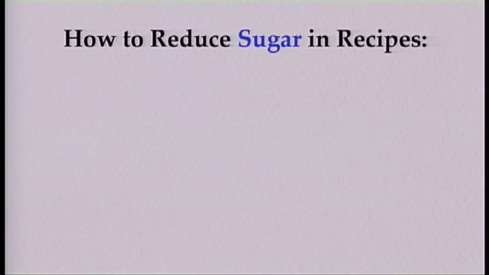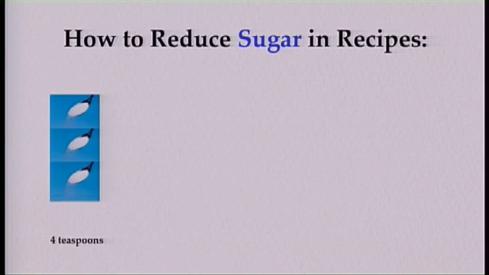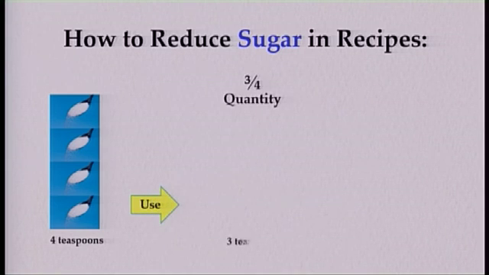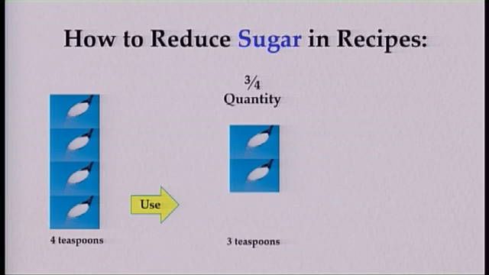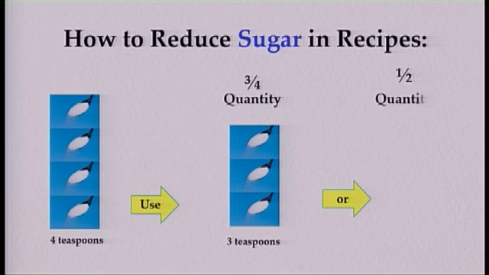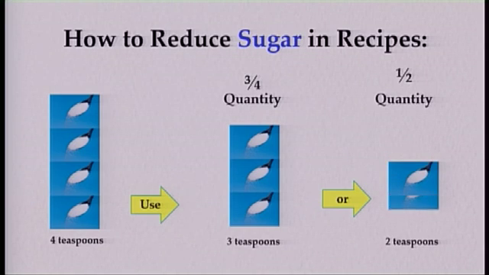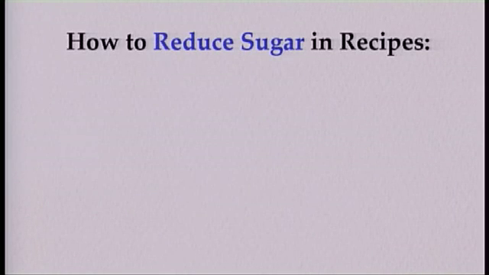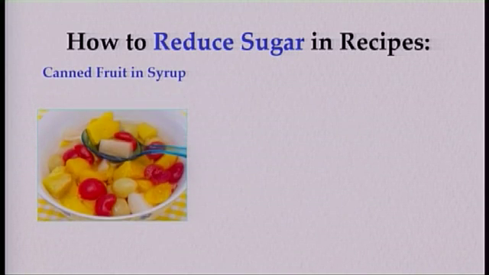Now we are going to look at how to reduce sugar in recipes. If you need 4 teaspoons of sugar, use 3/4 the quantity, that is 3 teaspoons, or half the quantity, that is 2 teaspoons of sugar. Another way of reducing sugar in recipes, instead of canned fruit in syrup, use fresh fruits.